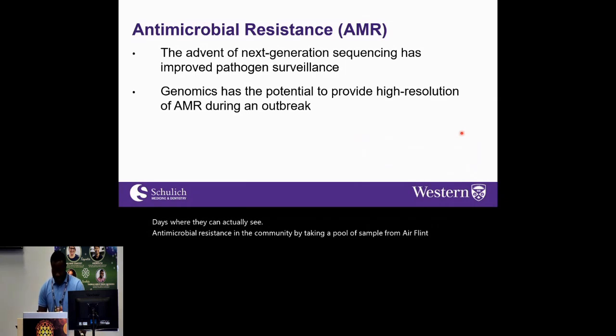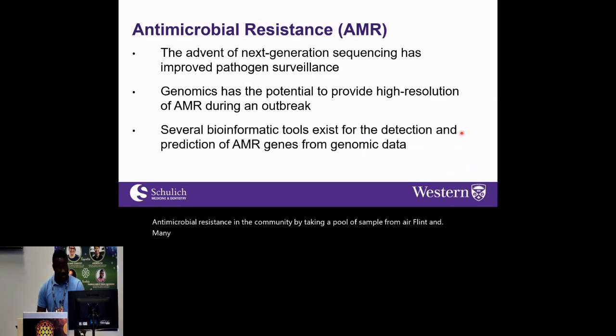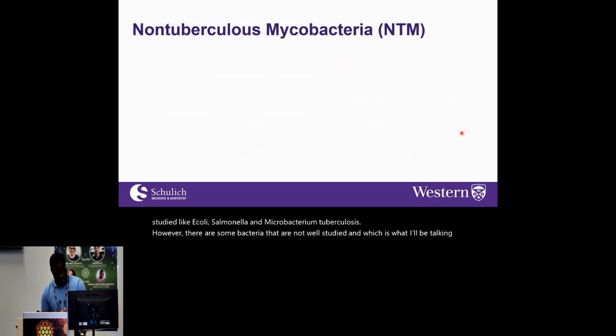Many tools have been developed to predict and detect antimicrobial resistance in genomic data, such as AMRFinderPlus, RGI, CARD. Some of you must have used these tools before if you're in this area of work. However, there's a challenge with this work because these only detect AMR in bacteria that are well studied, like E. coli, Salmonella, and Mycobacterium tuberculosis. However, there are some bacteria that are not well studied, and that is what I'll be talking about today, which is nontuberculous mycobacteria, or NTM for short.